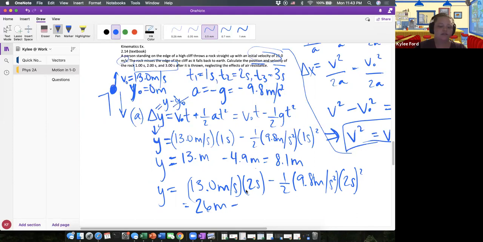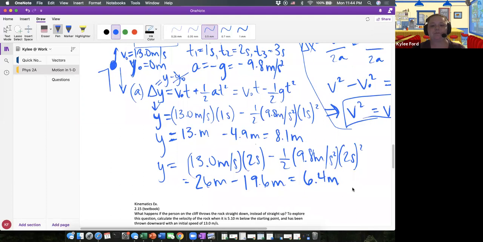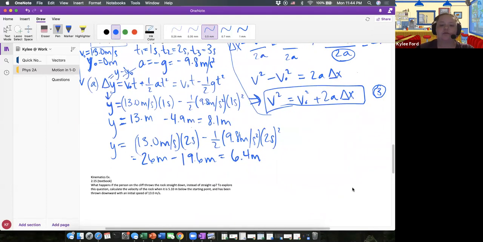meters, minus, we have a 2 squared times 9.8 times 1/2, 19.6 meters. So 26 minus 19.6 is going to give us 6.4 meters. I'll move over here. We'll want to do our third second.